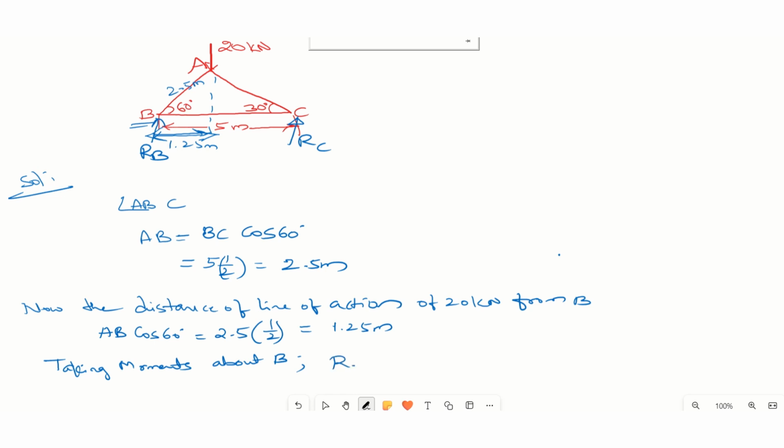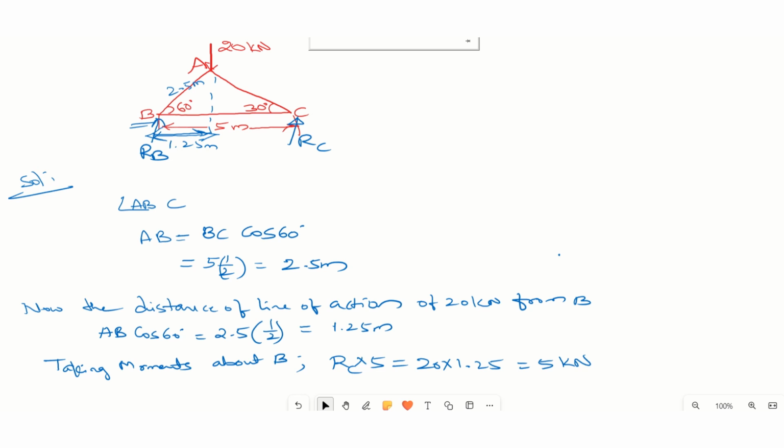Vertically upward forces equal downward forces. So RC into 5, which is vertically upward, equals the downward force on this truss, 20 kilonewton, times its distance to point B, which is already calculated as 1.25. So RC equals 20 into 1.25 divided by 5, which is 5 kilonewton. RC equals 5 kilonewton.